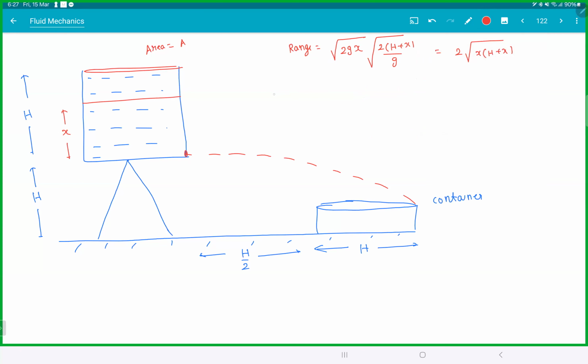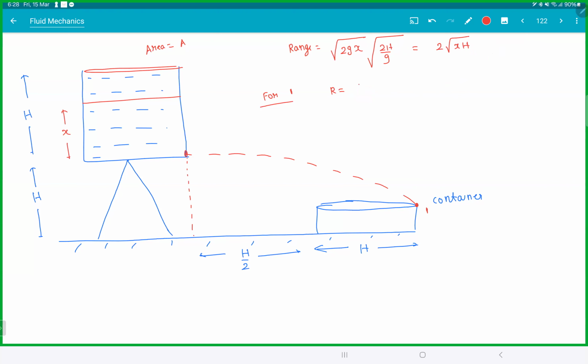So for the first case, to hit the water at point 1, the range r is 3h by 2. This guy is 2 into x into h plus x, star root. Wait. Time of flight is root 2h by g only, na? My mistake. Because the water is coming from this side only. g will cancel, root over 2xh.